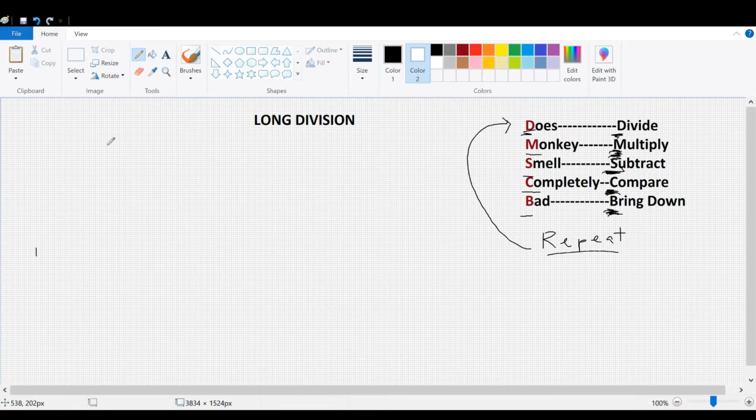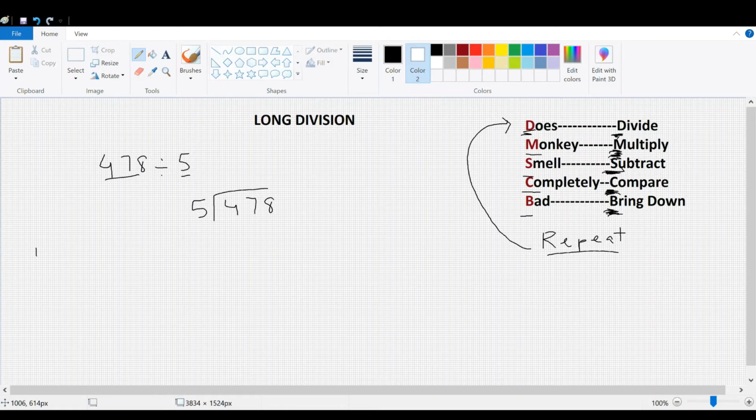Another problem that I would like to do with you is 478 divided by 5. Draw your division house. Write the first number inside the division house and the second number outside the division house, and your answer will go right on top of the division house. So the first step is divide.